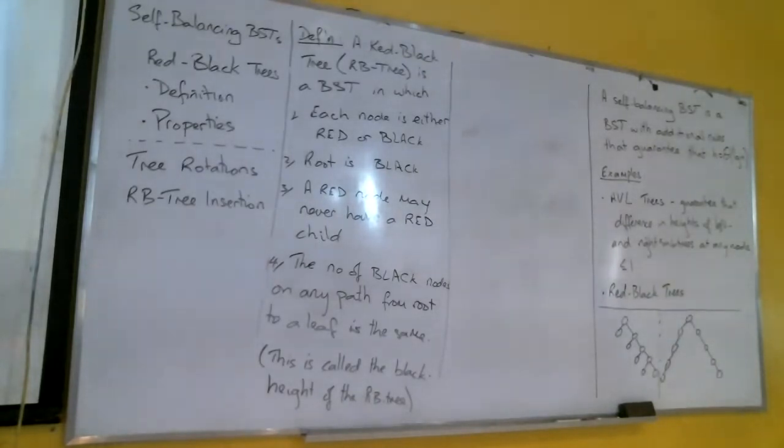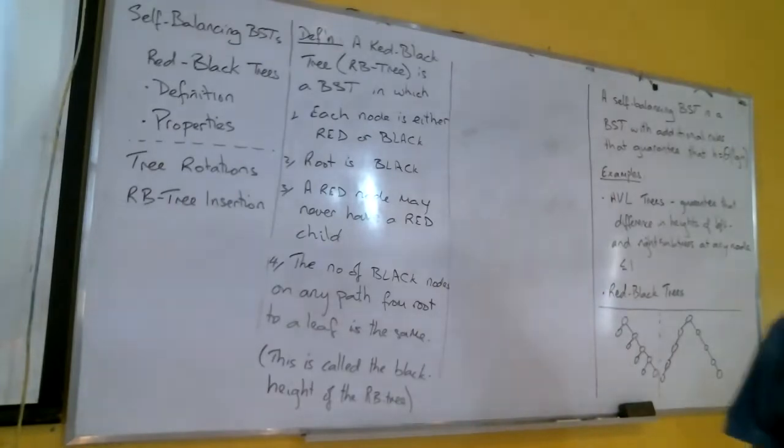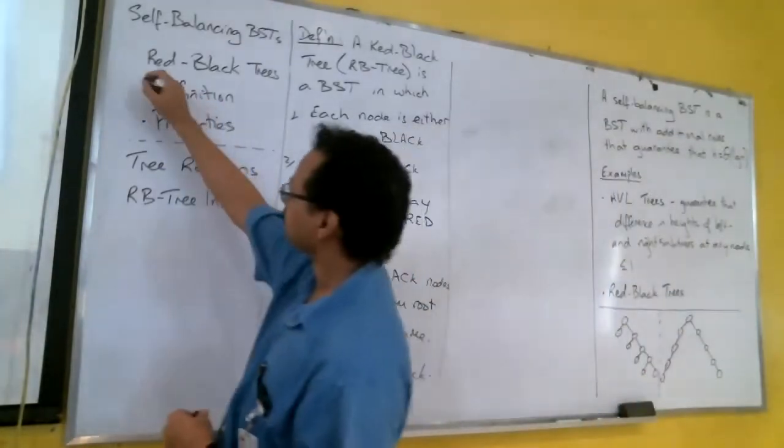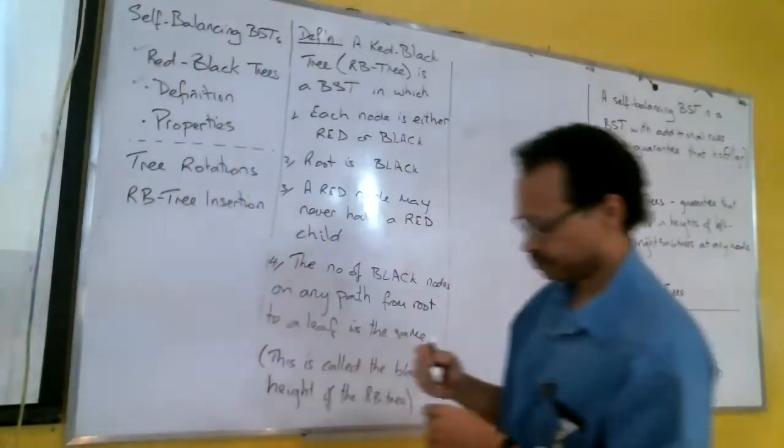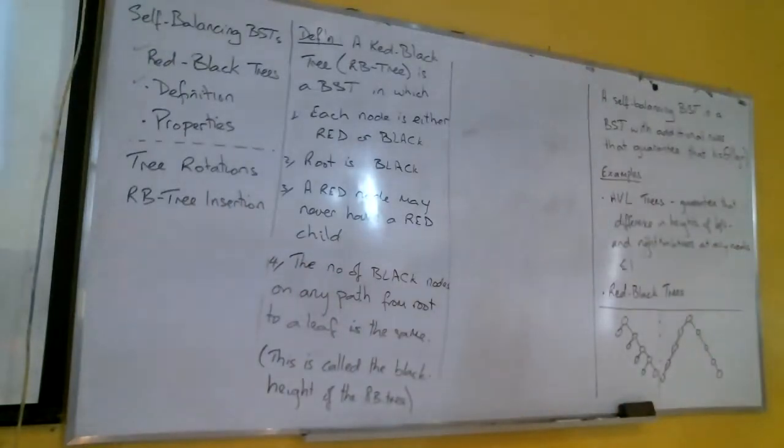Any questions on that? It turns out that, yes, go ahead. No, it does not. So black nodes can have black children, red nodes can't have red children.